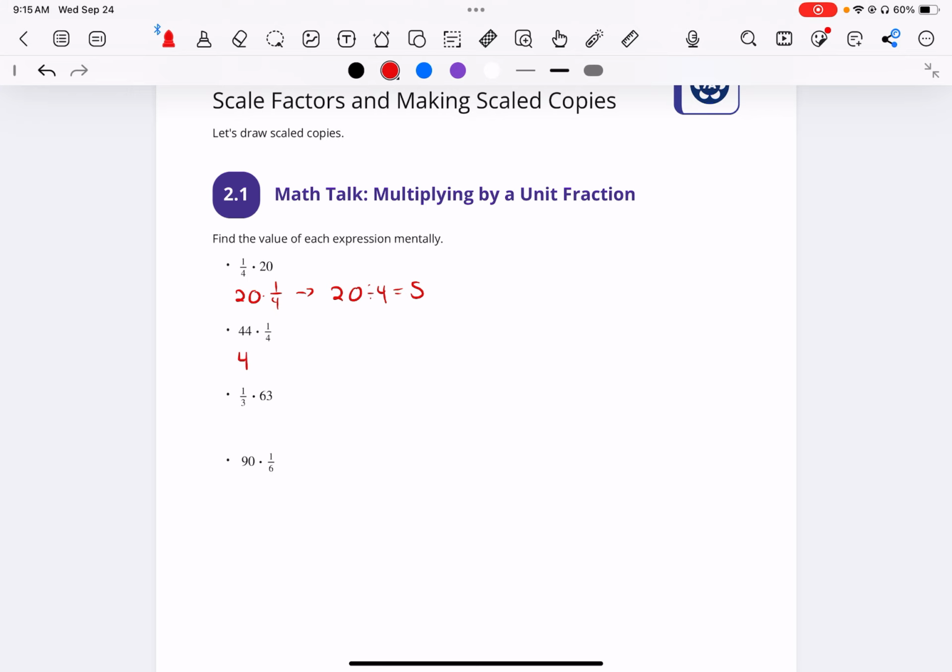Same with the second one, 44 multiplying by 1/4, same thing as dividing by 4. 44 divided by 4 is 11. 63 times 1/3 is the same as doing 63 divided by 3, and 63 divided by 3 is 21. 90 times 1/6 is the same as doing 90 divided by 6, and 90 divided by 6 is 15.